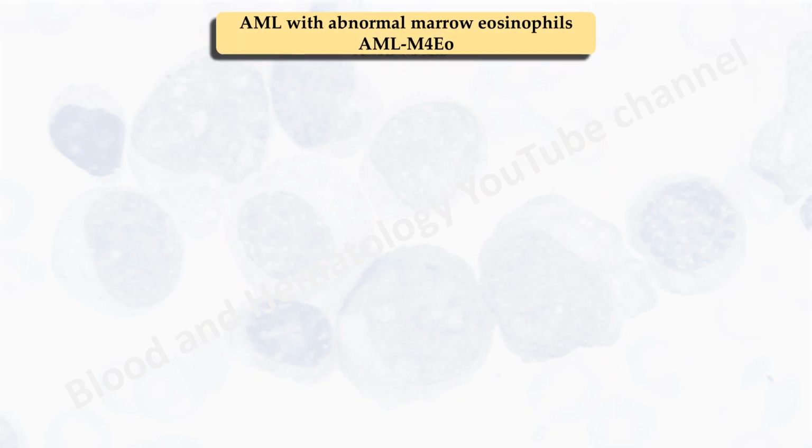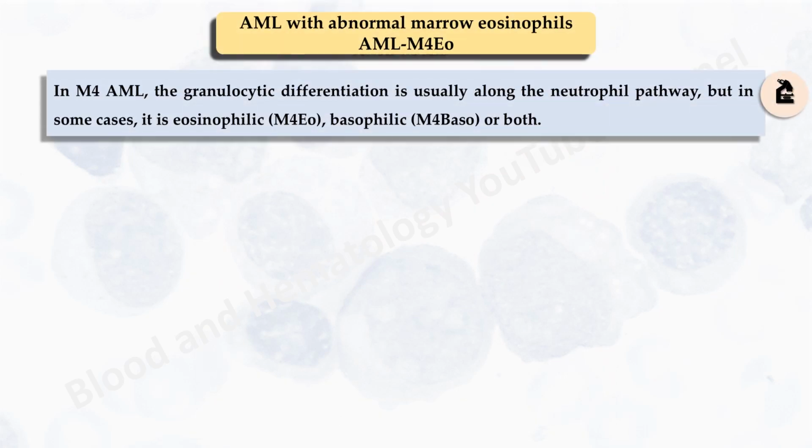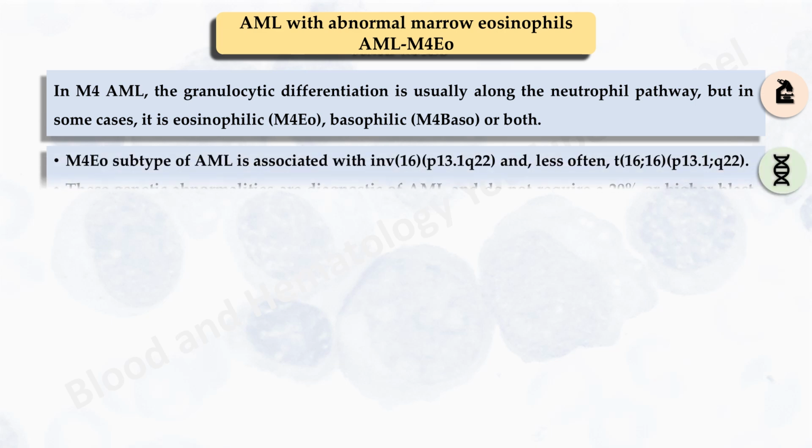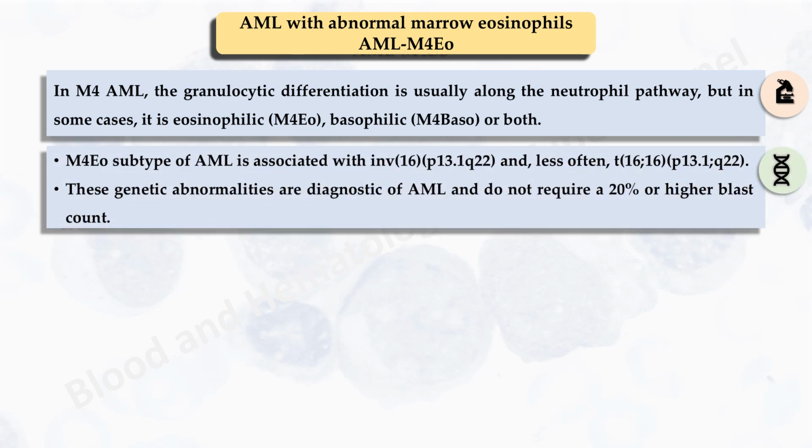In M4 AML, the granulocytic differentiation is usually along the neutrophil pathway, but in some cases, it is eosinophilic, basophilic or both. M4EO subtype of AML is associated with chromosome 16 inversion and less often, translocation 16;16. These genetic abnormalities are diagnostic of AML and do not require a 20% or higher blast count.